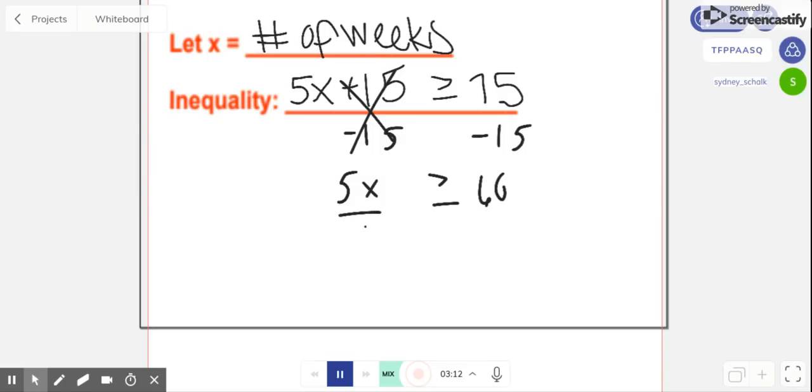Final step is to divide both sides by 5, and we finally have x alone. I'm left with x is greater than or equal to 12. So what that means is he has to save for at least 12 weeks. He has to save for 12 or more weeks in order to save at least $75.